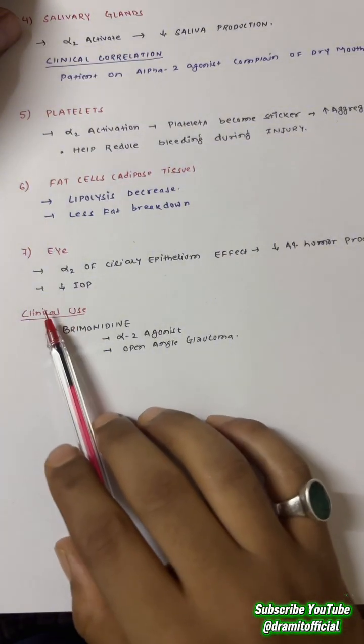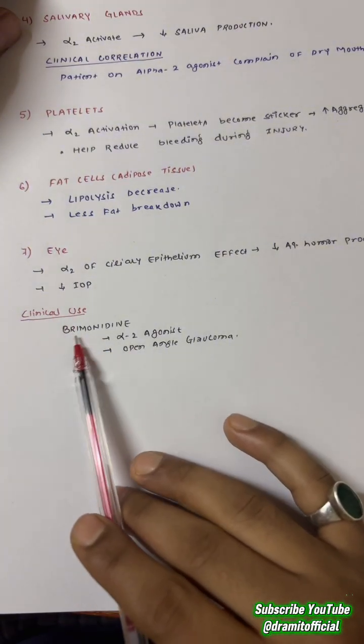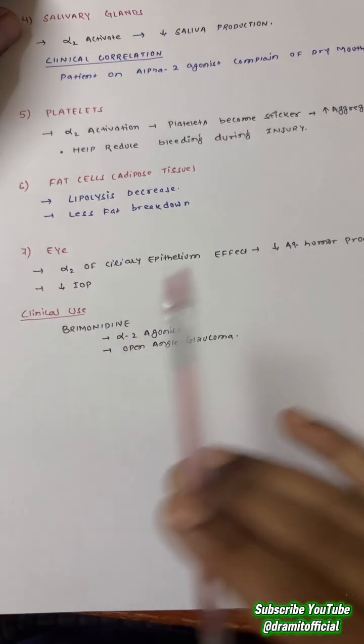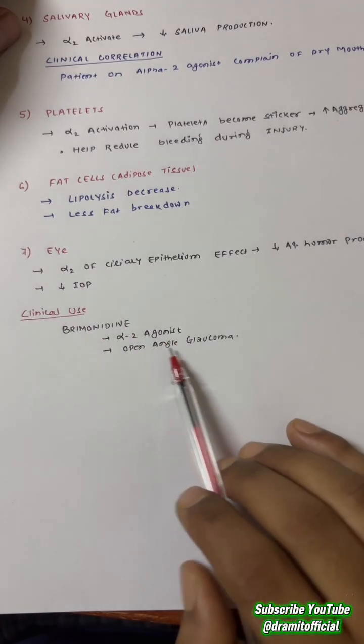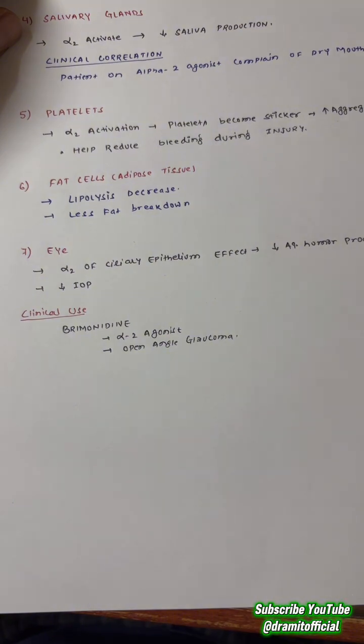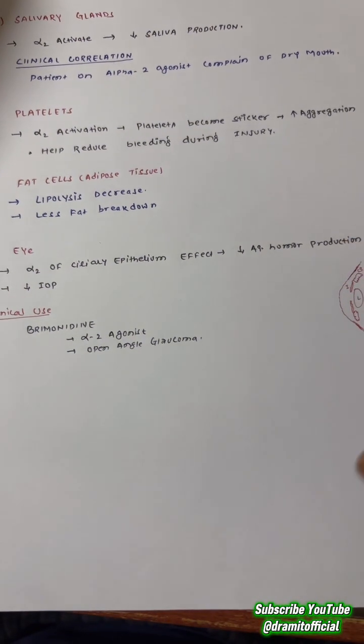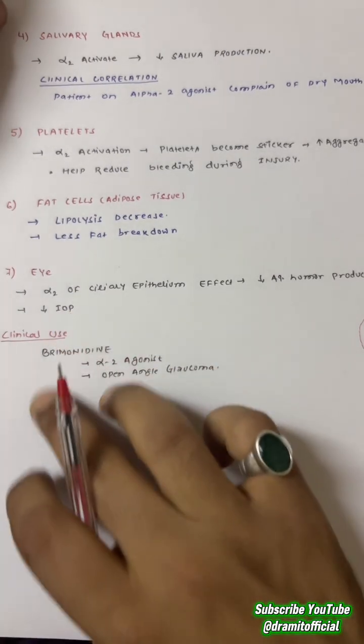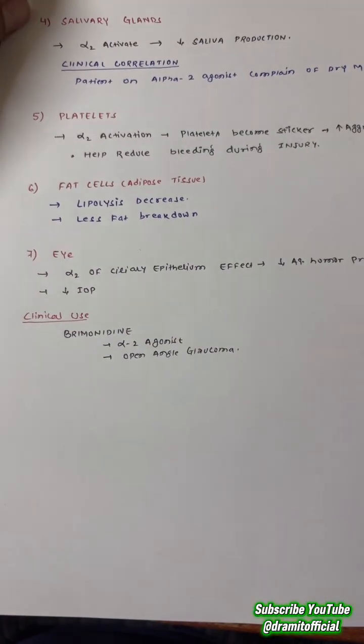So in clinical use, we give brimonidine, which is an alpha 2 agonist drug, in open angle glaucoma, because in open angle glaucoma we all know there is partial obstruction of the pathway. So when aqueous humor production decreases, that will decrease the IOP, and it will help to reduce the symptoms of the patient.